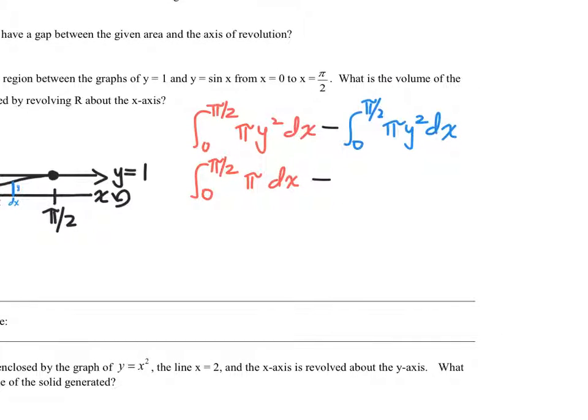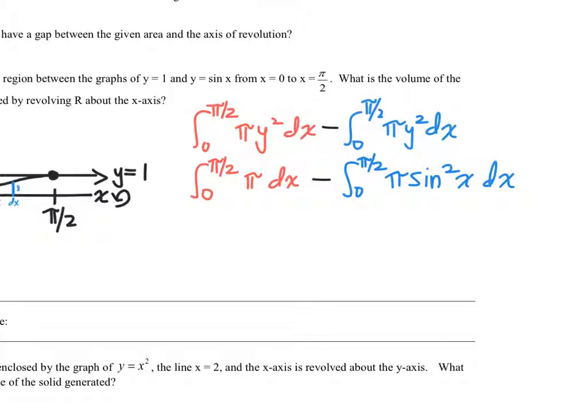And the other one is sine of x, so we're looking at, on the interval of 0 to pi over 2, pi sine squared x dx. All right, so the first part's really easy. The second part, well, you have to involve a trig identity substitution.